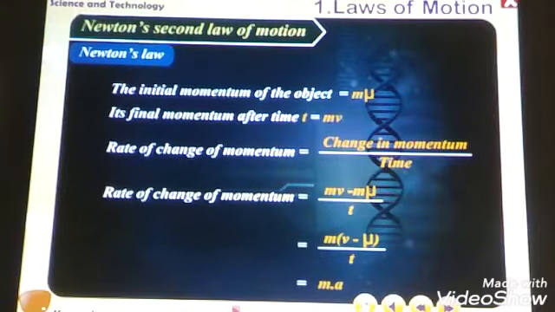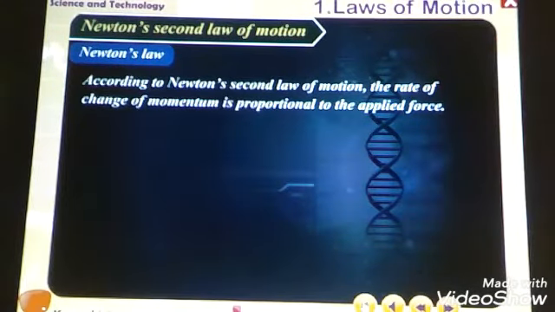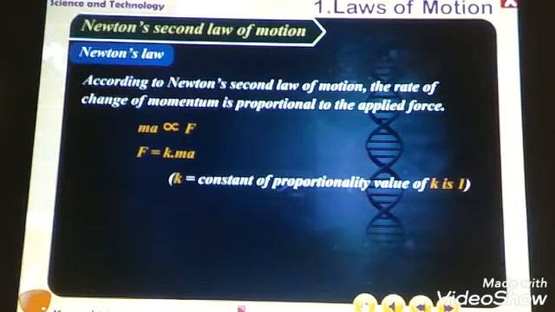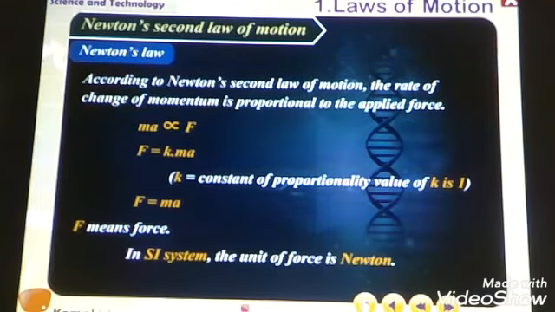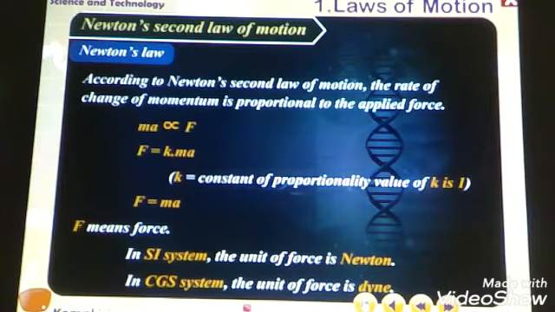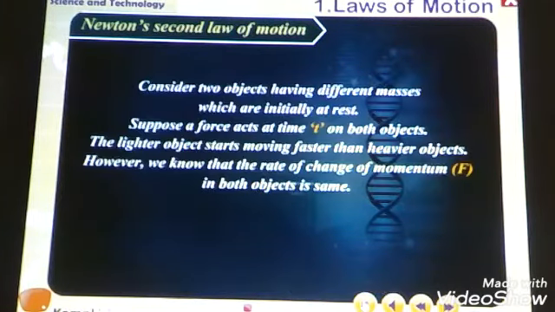Therefore, the rate of change of momentum is equal to m into a. According to Newton's second law of motion, the rate of change of momentum is proportional to the applied force. Therefore, F is directly proportional to ma. So F is equal to k into ma, where k is the constant of proportionality and its value is 1. So F is equal to m into a. Force is denoted by F. In the SI system, the unit of force is Newton, while in the CGS system, the unit of force is dyne.